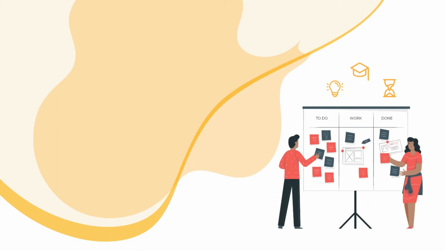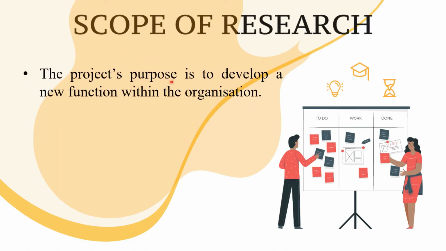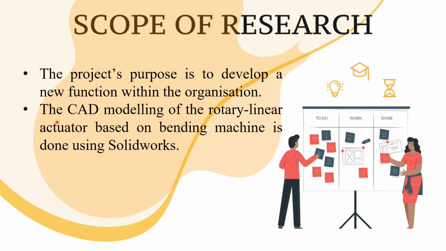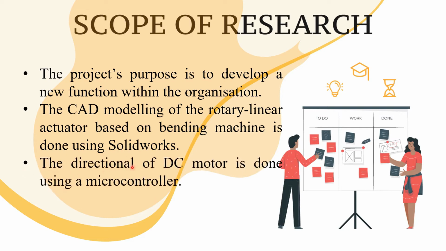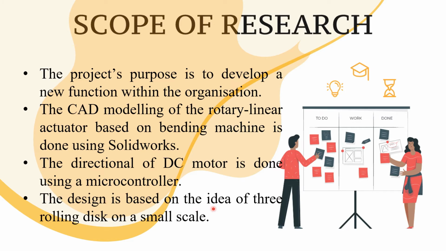In the scope of research, the project's purpose is to develop a new function within the organization. The CAD modeling of the rotary linear actuator based on bending machine is done using SolidWorks. The direction of the DC motor is controlled using a microcontroller. The design is based on the idea of 3 rolling discs on a small scale.